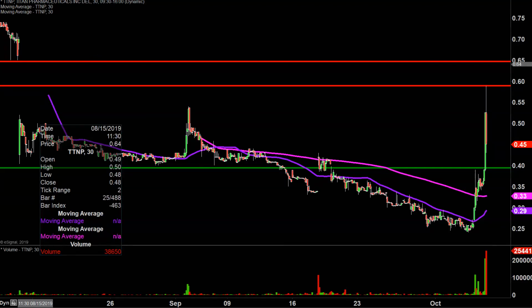But anyway, look at it. Monster volume today, crazy price movement. So now it's definitely just a question going into next week of can the price build upon this momentum?